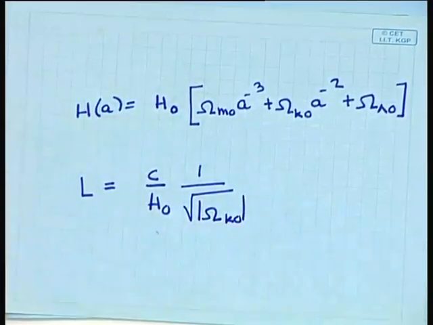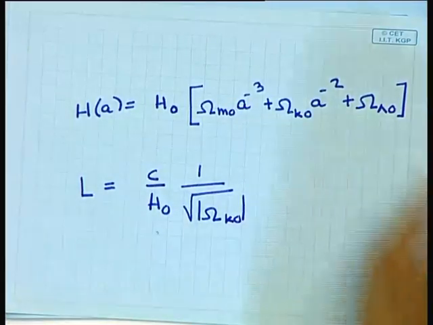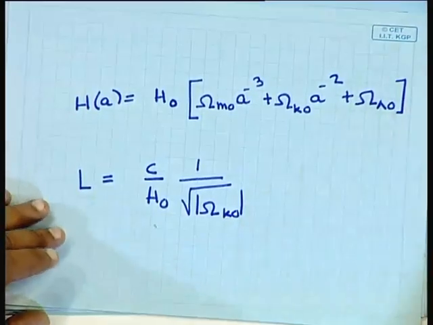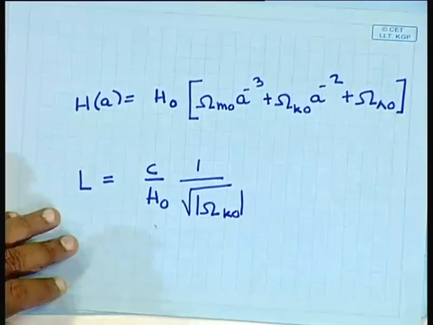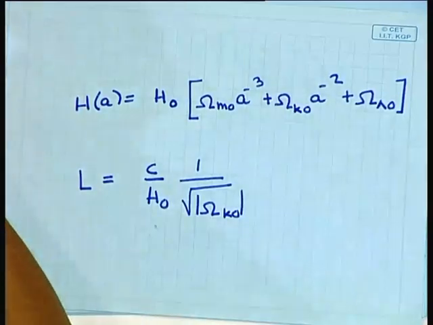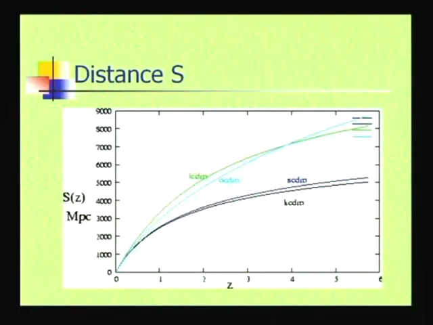So, you have to put in these and you can calculate chi from the expression in terms of the Hubble parameter, and then you can just straightforwardly calculate S. If it is curved, then you have to calculate S in terms of sine or sine hyperbolic. If not, then it is just equal to chi. I have done this and I show you the results over here for these 4 models.